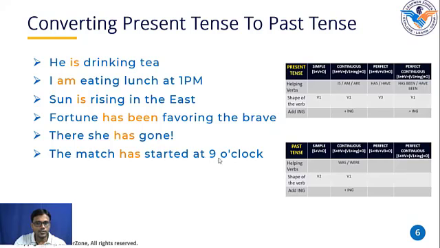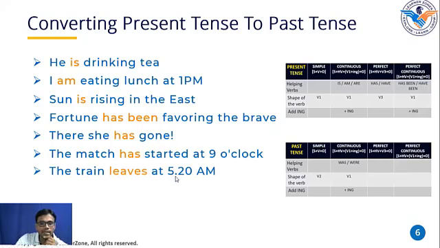Shahan, I want you to answer this. The train leaves at 5:20 a.m. In which tense has this sentence been formed? Are we using any helping verbs here? No, sir. Okay. Leave, L-E-A-V-E. Which form of the verb is this? First shape, second shape, or third shape? Sir, it is in the present tense. Which present tense? Simple present tense, present continuous? Simple present tense. Very good, Shahan.